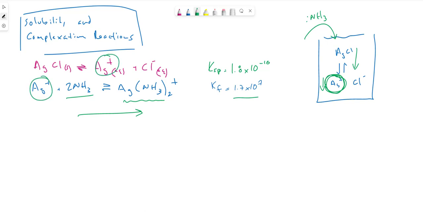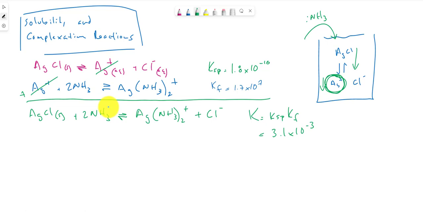They're not different. And so if we start to consume some of that silver to make more of the complex, we are at the same time decreasing that same silver, which means that silver chloride needs to dissolve more to make more. That's the prediction using Le Chatelier's principle.